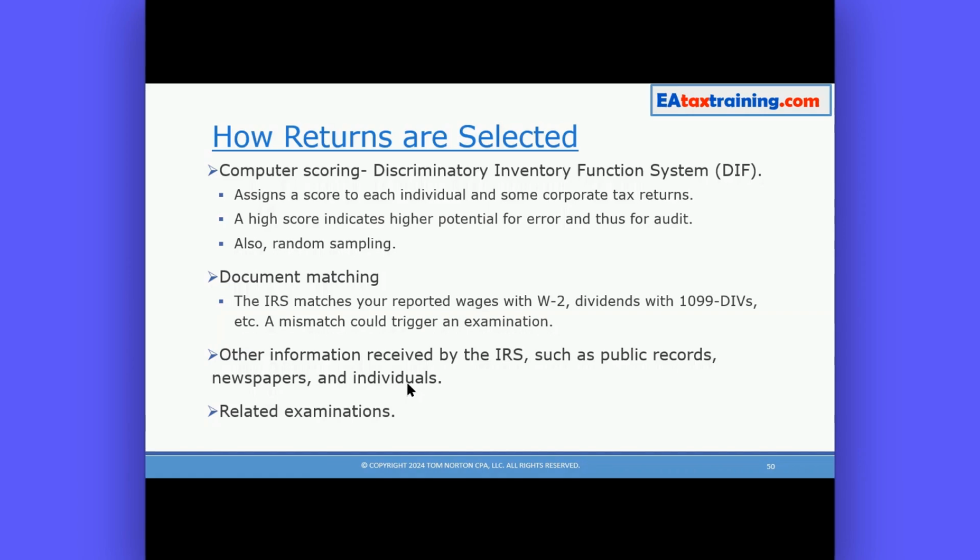So they might then start an audit because of that. So that's examples of things that they might do. And then also they might examine one return due to a related examination. So for instance, if they are examining a partnership tax return and they find problems, well, then obviously the K-1s that the partnership issued are likely to be wrong, which means the 1040s or other tax returns that were filed by the partners are likely to be wrong. And so then they can start auditing those returns as well.